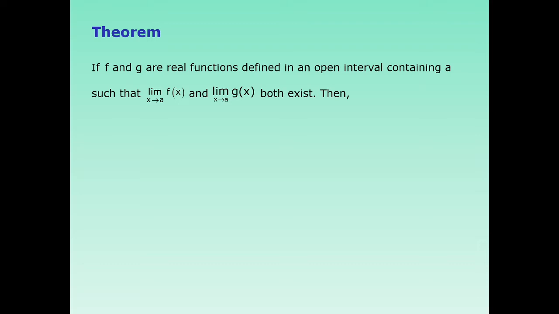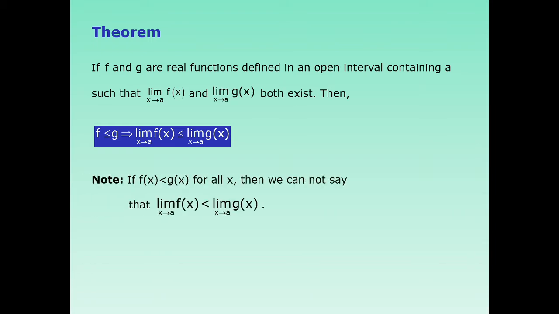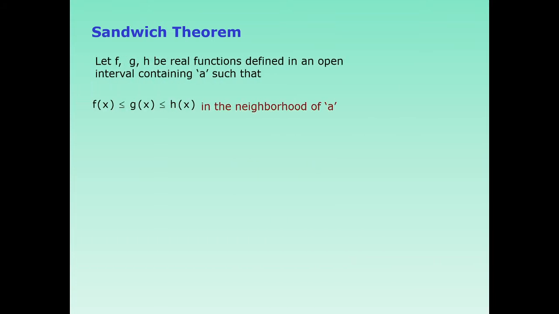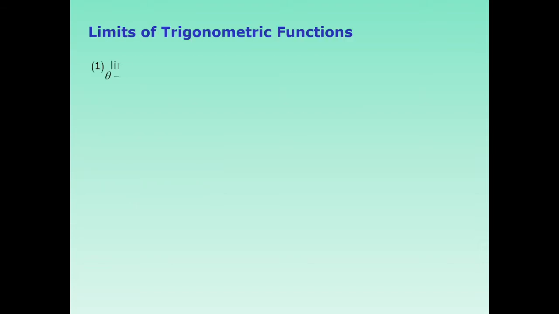Now, if f and g are real functions defined on an open interval containing a, such that limit x tends to a of f(x) and limit x tends to a of g(x) both exist, and f is less than or equal to g, then their limits also satisfy the same inequality. That is for sure. Sandwich theorem: if there are three functions f, g, h for which the inequality holds, and the limit of f(x) and limit of h(x) is m, then g is also having the same limit.